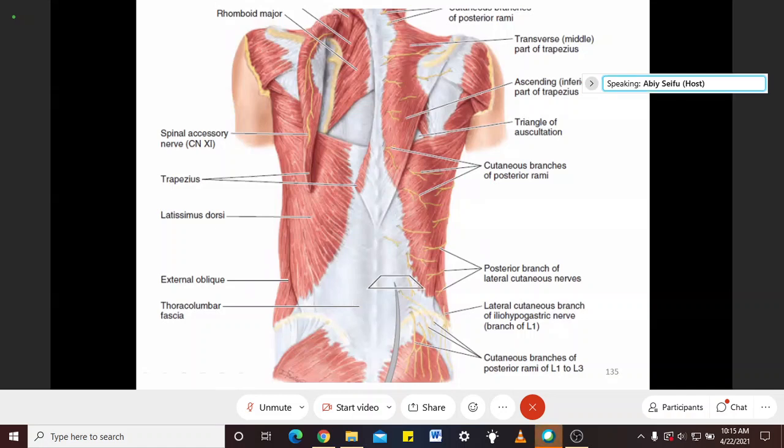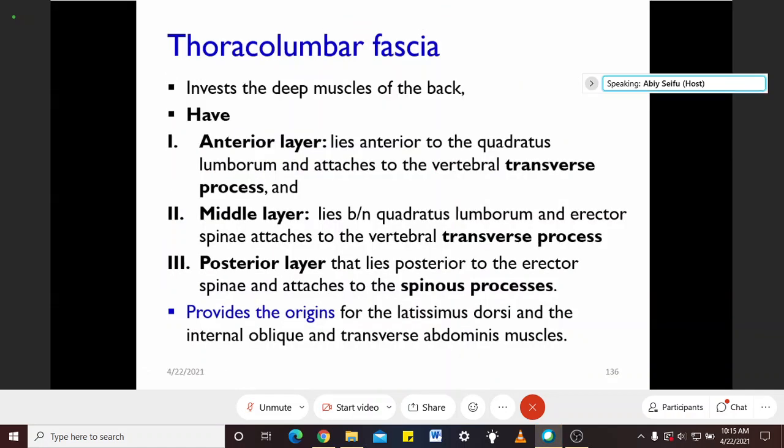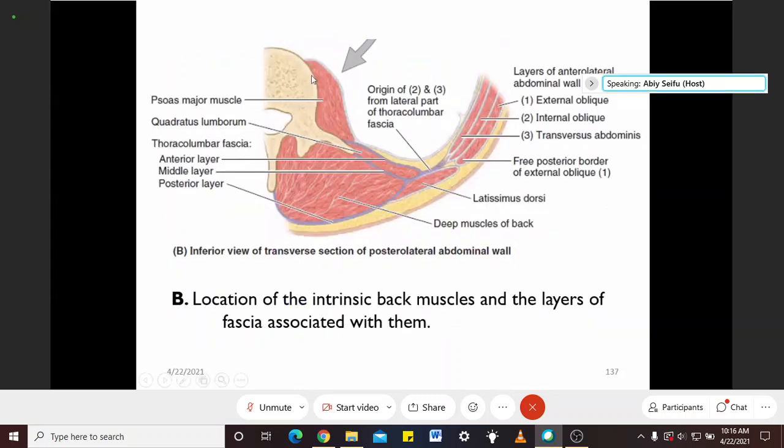Let's see the cross section of these muscles. These muscles have 3 layers from superficial to deep. Look, this is the transverse section of the trunk. This is the vertebral column, this is the posterior, and this is the anterior. So posteriorly, there is skin, under it the cutaneous fascia and deep fascia. The deep fascia is the thoracolumbar fascia, which has 3 layers. Here are the 3 layers. Do you see the cursor? Is it visible?